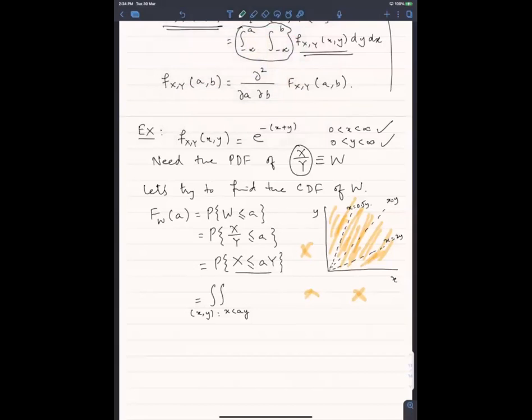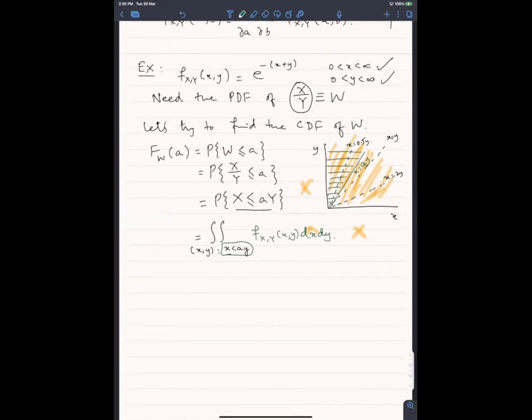Okay, let's say this line is x equal to ay. I am interested in x less than ay, which means I am interested in this region, the one I colored green. So in this region I have to integrate f of xy, e to the minus x plus y, dx dy. I have to integrate this out. Okay?